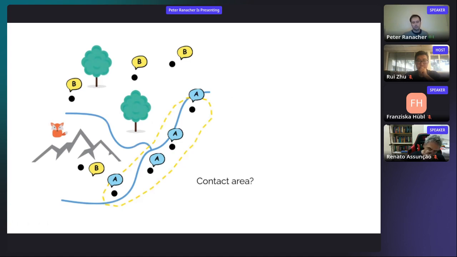But it turns out that it's not so simple, and we cannot simply use out-of-the-box algorithms to cluster and find language contact in space. There are at least two important confounding factors that make this impossible.